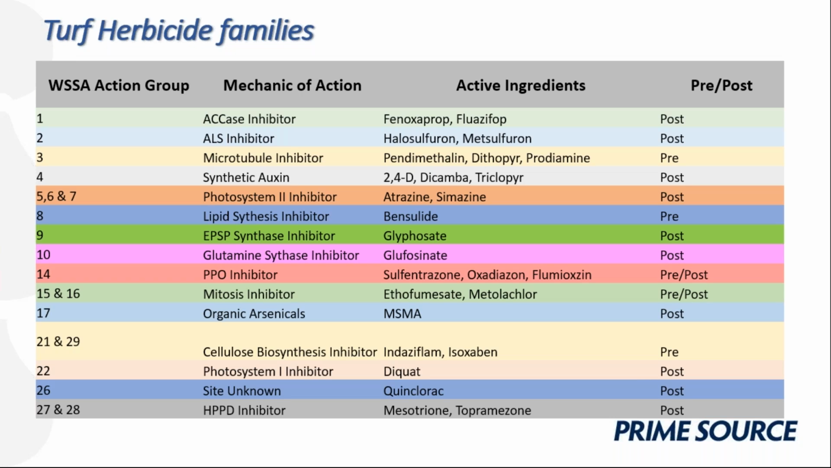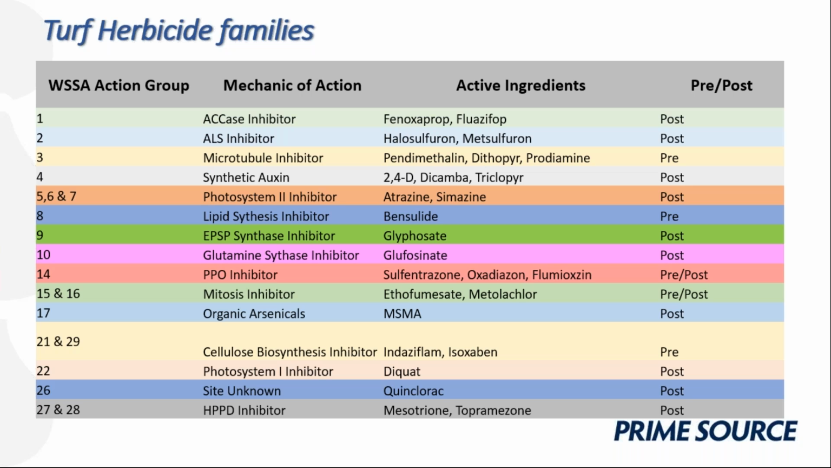If you look on the left-hand side, they don't go 1 through 28. There are a few gaps. And then you also see things like 5, 6, and 7, which would be a photosystem 2 inhibitor. We link those together, as well as mitosis inhibitors, and then things like cellular biosynthesis inhibitors. So some of them have multiple classes for each active ingredient, and other examples would be a group 4 synthetic auxin, and then a group 6, which would be a quinclorac. Quinclorac falls in group 4 for dicots and group 26 for monocots, which is getting very complicated.